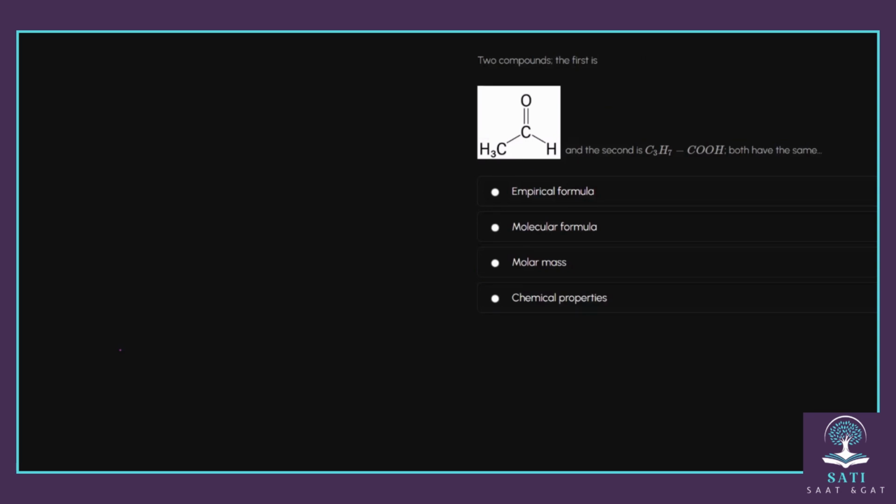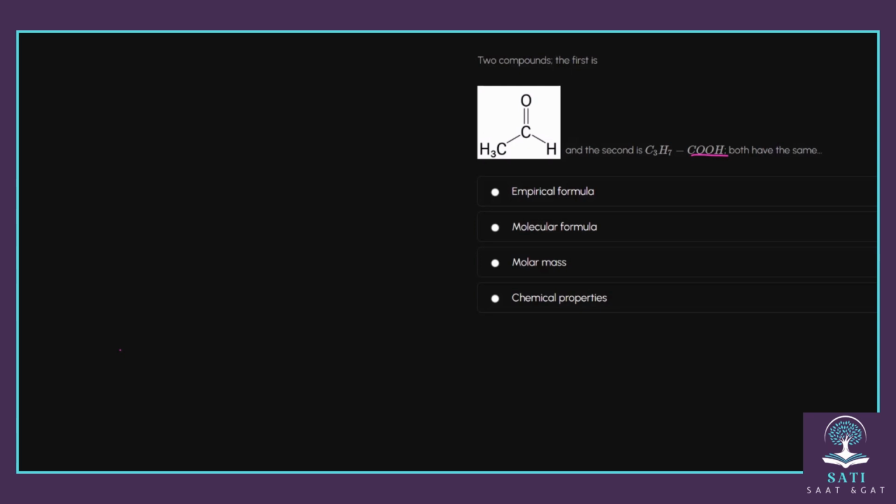Two compounds. The first is and the second is. So as you see, the first one is C double bond R, and this is aldehyde, and it is exactly what? Ethanol. Good. So this one is ethanol, and the second one, since it has a functional group COOH, is carboxylic acid, and it's exactly butanoic acid, since it has 4 carbon atoms.